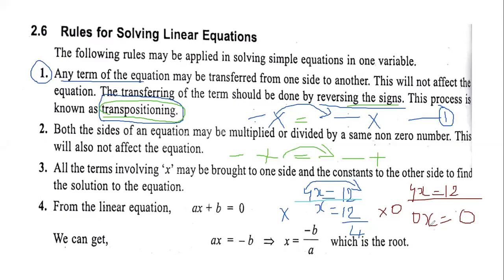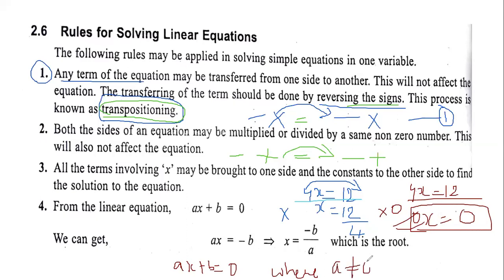Now this is not following the properties or the definition of a linear equation. What did the linear equation say? ax plus b is equal to 0 will be the form where a should not be equal to 0. It is compulsory that a should not be equal to 0. But if you see here, a is equal to 0, which means this cannot become a linear equation.